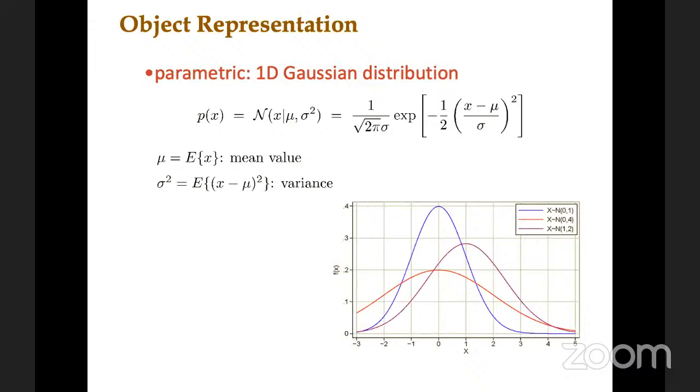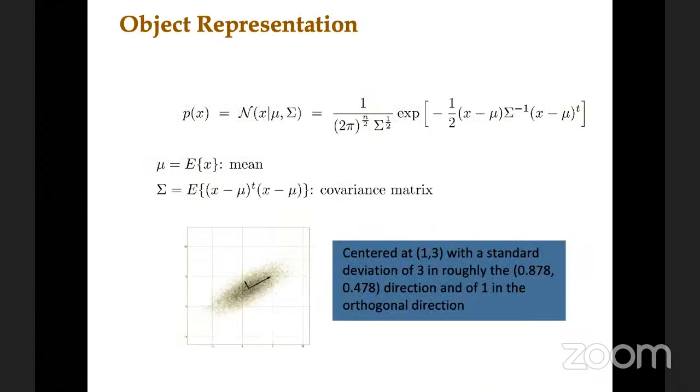This is how the Gaussian distribution looks. You can see the Gaussian variation by changing the various values of mean and variance. You can see the changes occurring. You can see that the object is centered at 1,3 with a standard deviation of 3 in roughly this direction, and of 1 in the orthogonal direction. So this image represents the object dimensions. This is one example.